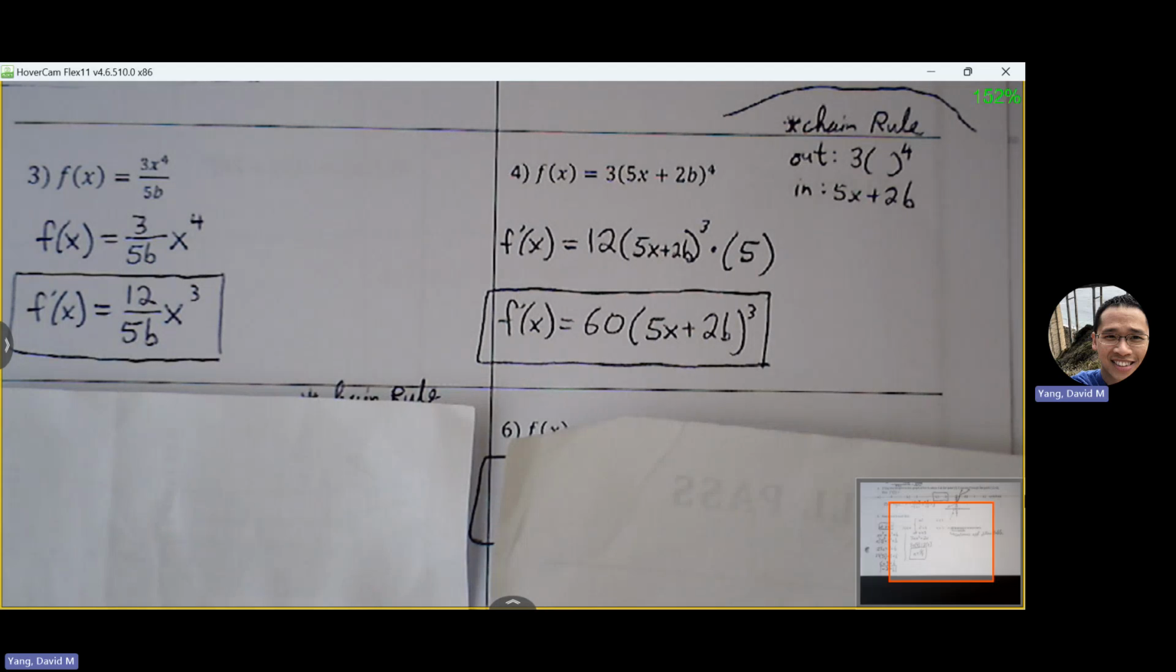The outside's derivative is 12 parentheses to the 3rd. Keep the inside intact. Then we move on to the inside portion. 5x plus b just becomes 5. 12 times 5 is 60. I'm just cleaning that up slightly, but there's our derivative.